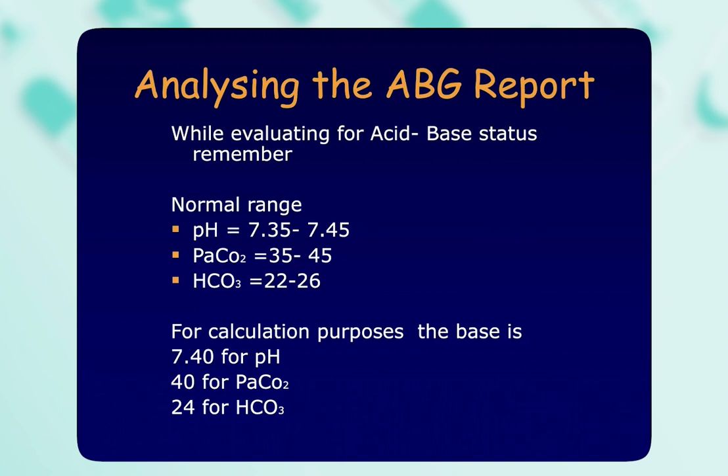Let's say, when you analyze, you should know the normal range of parameters when you look at the blood gas. So pH between 7.35 to 7.45. PaCO2 generally we consider 35 to 45, but for calculation we take the normal value as 40. Bicarbonate also 22 to 26. For the sake of calculation, we take the value of 24. For calculation purposes, the base is pH 7.4, PaCO2 40, and bicarbonate 24.